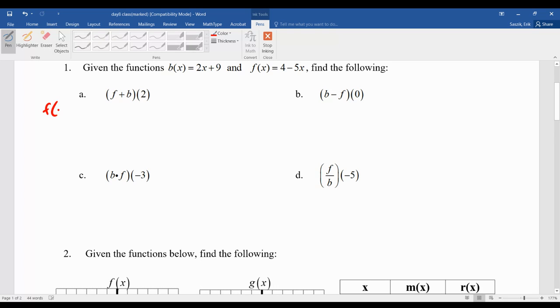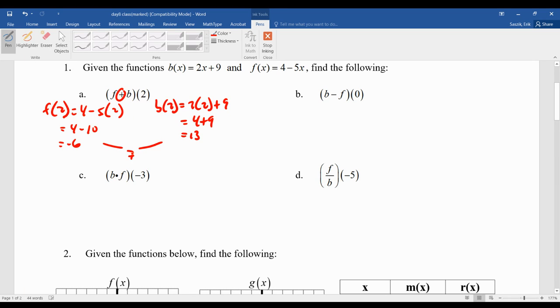Again, we're going to do three things: f of 2, we're going to find b of 2, and then we're going to add them together. So f of 2 would be 4 minus 5 times 2. And that, of course, would be 4 minus 10, which would be negative 6. Now I'm going to do b of 2 over here. 2 times 2 plus 9, which is 13. And then remember, we have to add these. So negative 6 plus 13 would be positive 7.